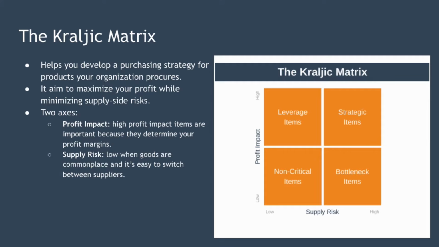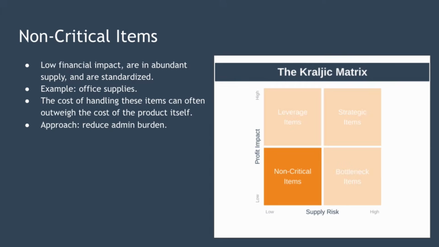Now that you understand the dimensions of the model, let's jump in and take a look at each of the 4 quadrants. So firstly, non-critical items. Now, these items have a low financial impact on your organization, are in abundant supply, and are standardized in nature. Now, the classic example of a non-critical item is office supplies. Although necessary for employees to do their job, stationery does not drive profitability.